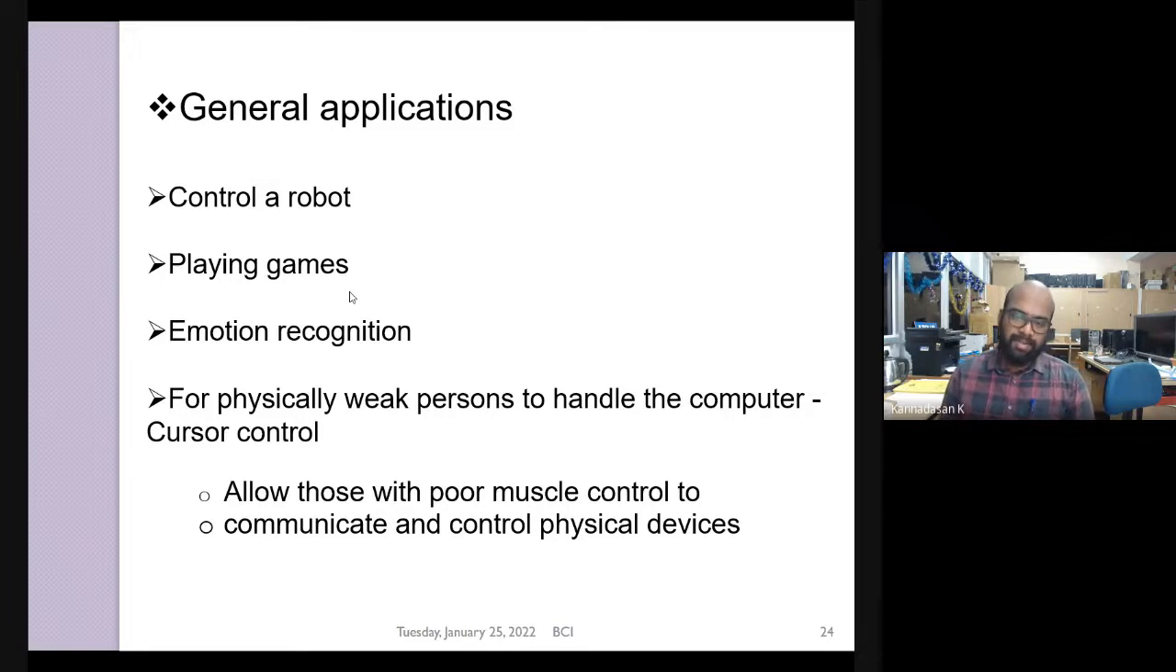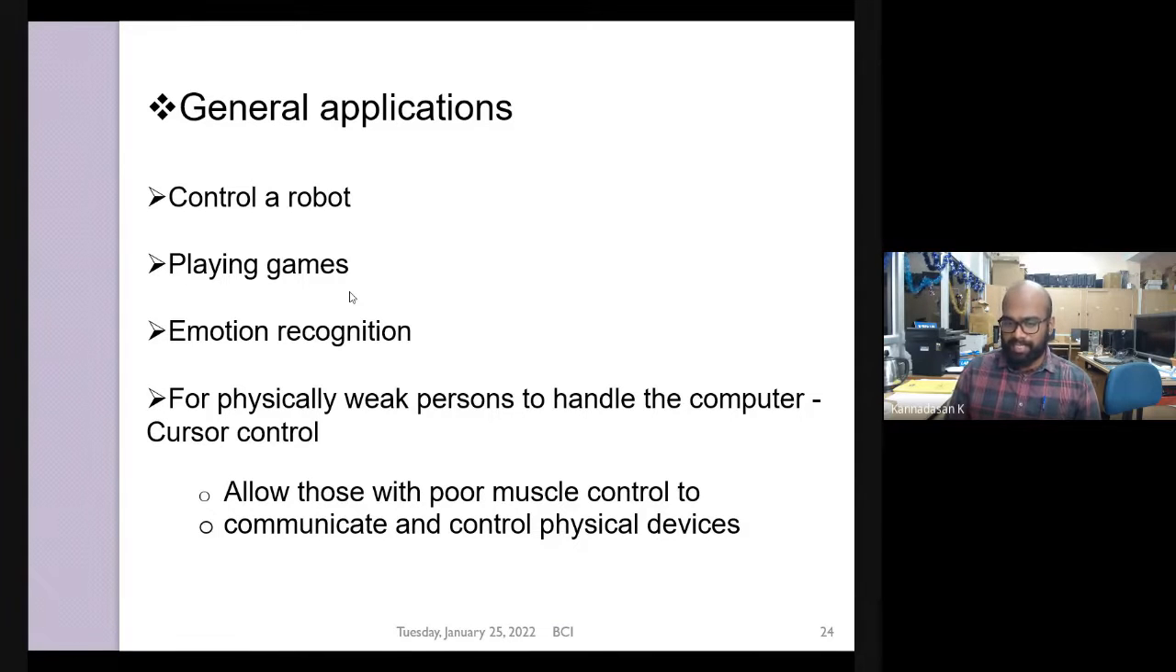So that is one set of application for emotion recognition. Coming to this other thing, for physically weak persons to handle the computer, for example, if someone is having some sort of issues with moving their hand, like they can do it, but it will be very slow because of some medical issues. They'll be having poor muscle control, so for communication, it will be very tough for them.